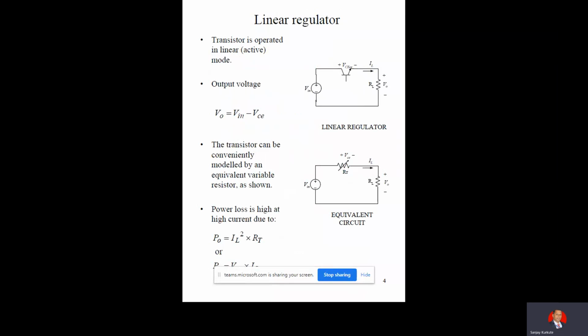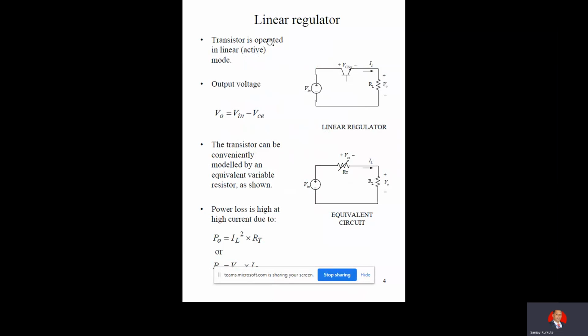Similarly, we may go for different types of power supply. As we know that linear regulated power supply is also there, switch mode power supply is also there. For linear regulated power supply, we are using a power semiconductor device, especially a transistor, which will act as an active device, meaning the transistor will operate in active region in case of linear regulated power supply.